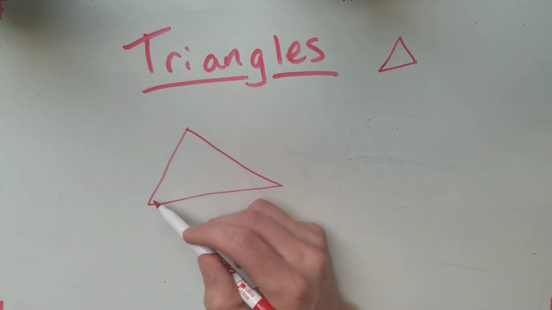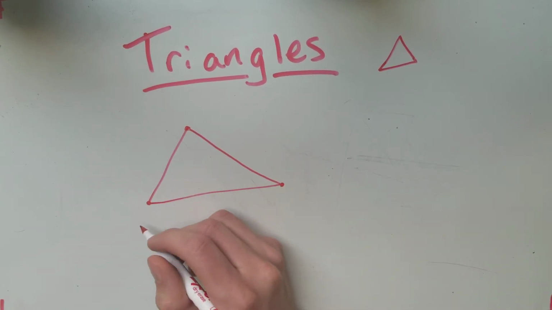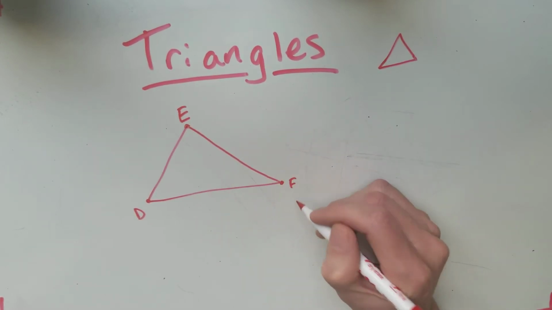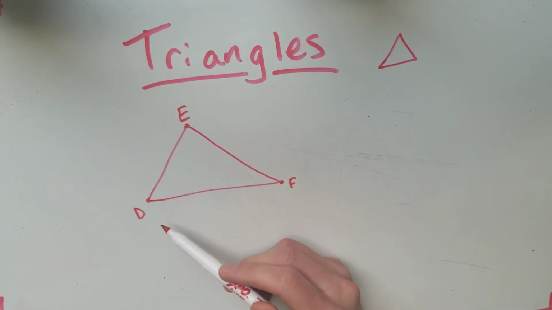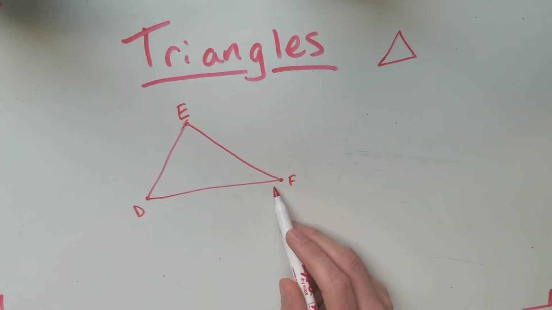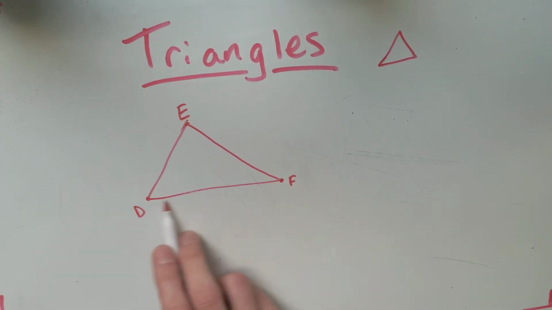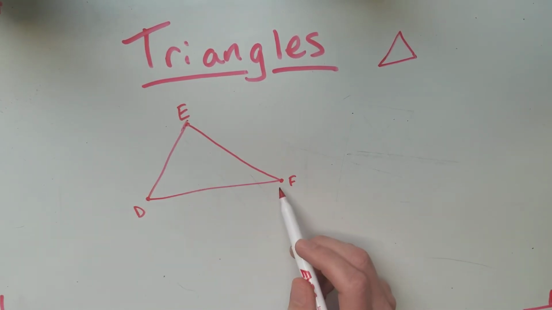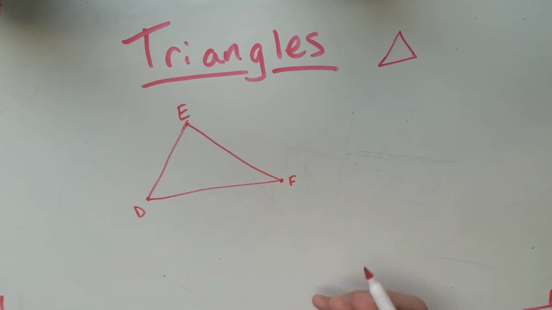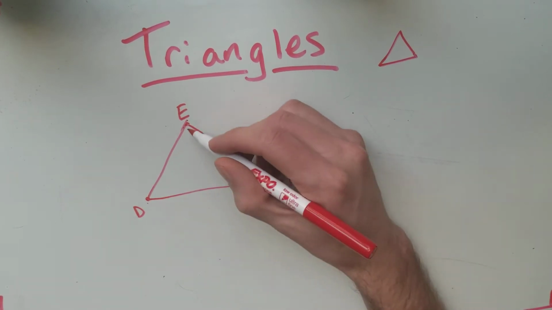So this is a triangle. It has three line segments that intersect at their endpoints, and we could call those endpoints D, E, and F. Now the parts of the triangle: each segment we would refer to as a side of the triangle. So this is side DE, this is side EF, this is side DF. And each endpoint where these segments meet, we would call a vertex of the triangle. So this would be vertex D, vertex E, vertex F.